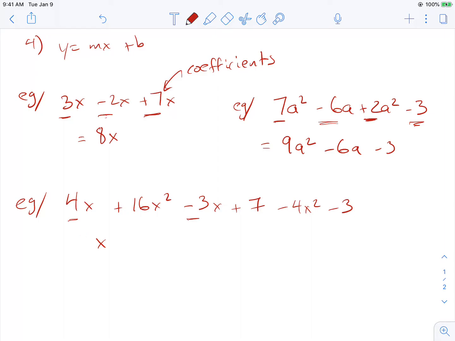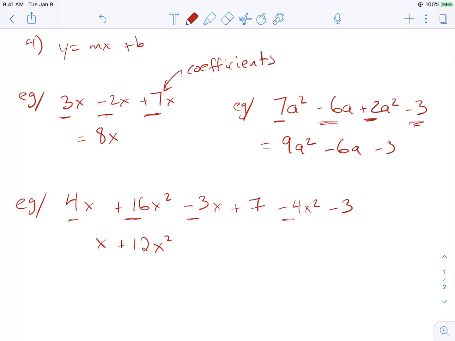The next thing we'll look at is our x squared. So we have 16x squared. Now we have positive 16 over here, and we have negative 4 over here. So 16 minus 4 is going to give us 12. So we have plus 12x squared. Remember, we have to put that x squared on the back.